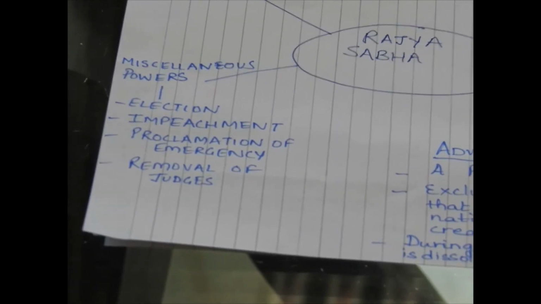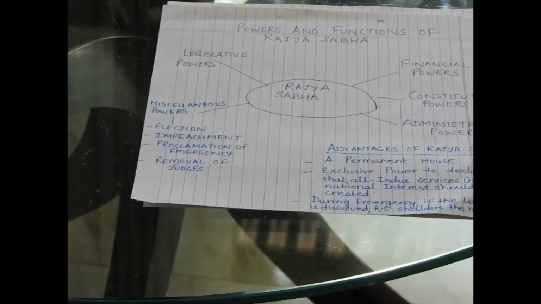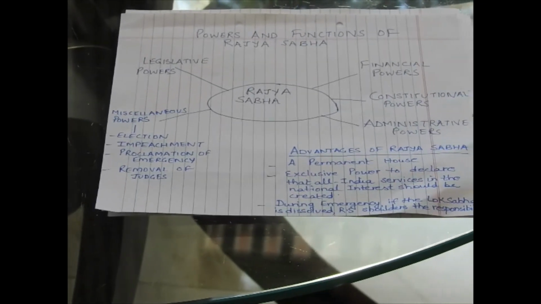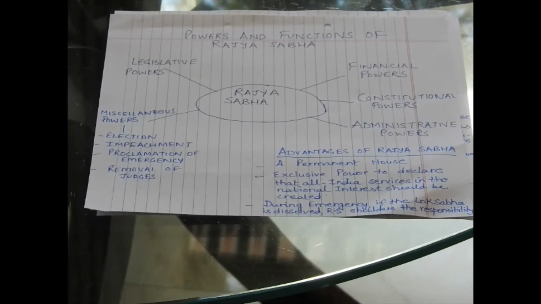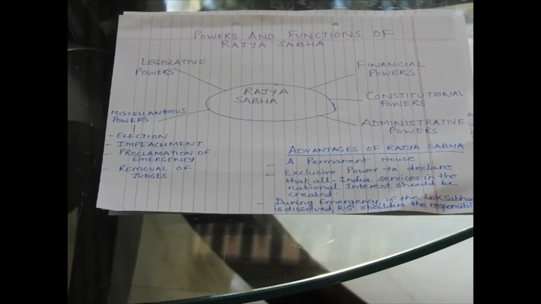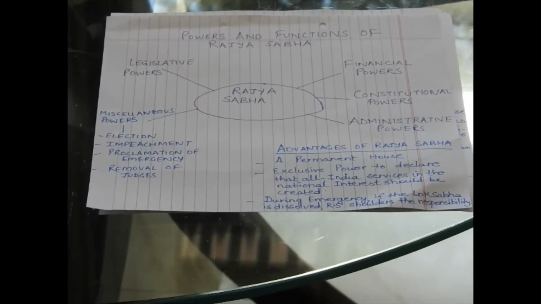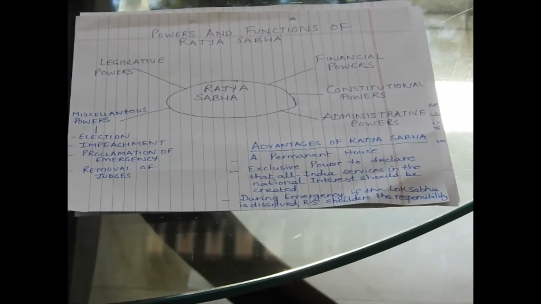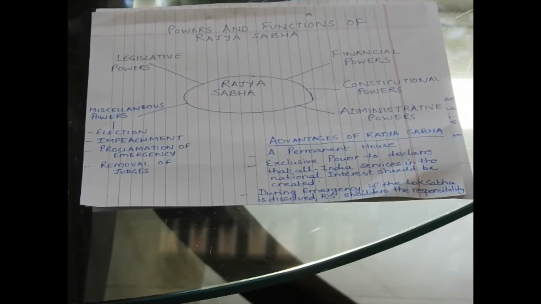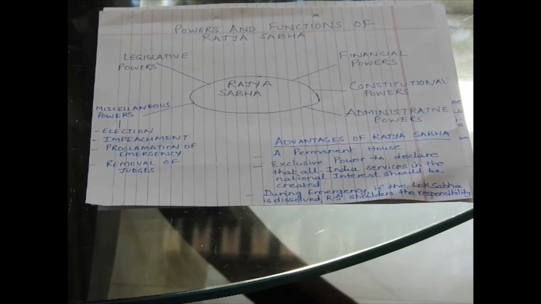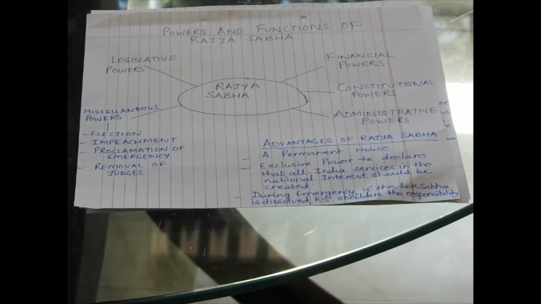Let us come to the financial powers. The position of Rajya Sabha in regard to money bill is inferior to that of Lok Sabha, as I explained to you earlier. Money bill can only be introduced in Lok Sabha. After being passed by Lok Sabha, it goes to Rajya Sabha. Rajya Sabha has a power of withholding the money bill with it only for the time period of 14 days. So in financial matters, the Rajya Sabha has only an advisory role.